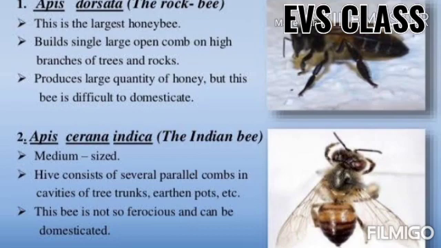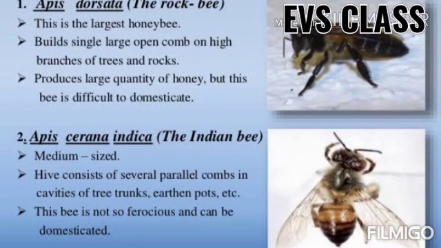Number one, Apis dorsata. It is also referred to as the rock bee. It is a giant bee and produces about 38 to 40 kg of honey per colony, students.